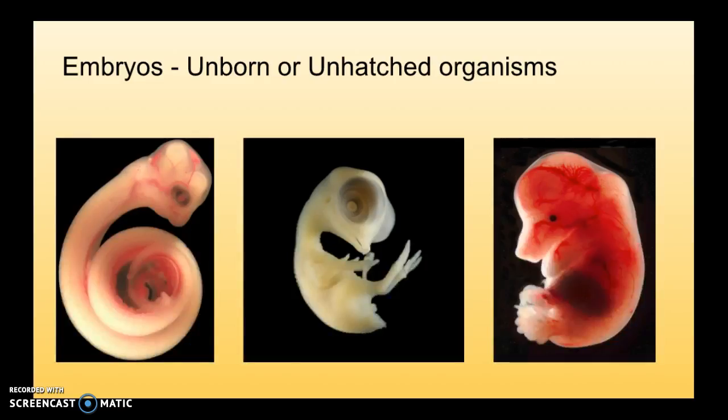Embryos are unborn or unhatched organisms. They're still in either their egg or inside their mother's uterus. And here are some examples. We have a chicken and a snake and a mole. Do you think you can identify which ones are which? It's kind of obvious. So let's see what they have to do with evolution.